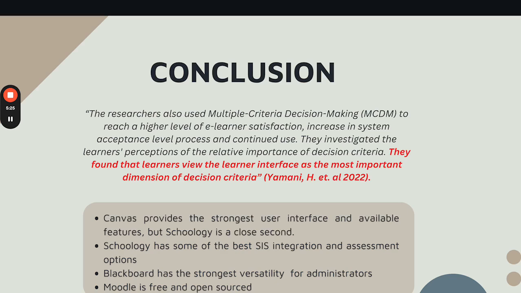In conclusion, according to Yamani et al., it found that learners view the learner interface as the most important dimension of this decision criteria. And so that's why, in looking at all of the LMSs, Canvas provides typically, I think, the strongest user interface and available features, but Schoology is really, really close up there.